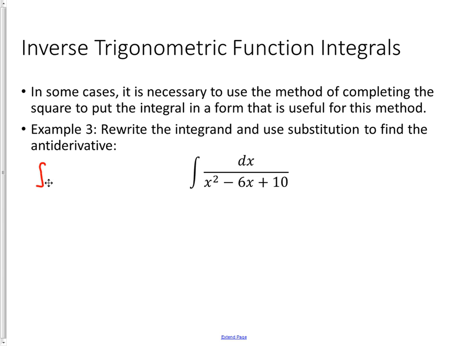Recall if we had the format where we had du over something like a squared plus u squared, or u squared plus a squared, it really doesn't matter which order we put in that, we would be getting an arctangent function, 1 over a. Let me rewrite this a little bit right here. We would be getting the format 1 over a arctangent of u over a plus c, right? And it looks kind of like that we could do that right here. Problem is, of course, we've got this extra term, negative 6x, so what do we do?